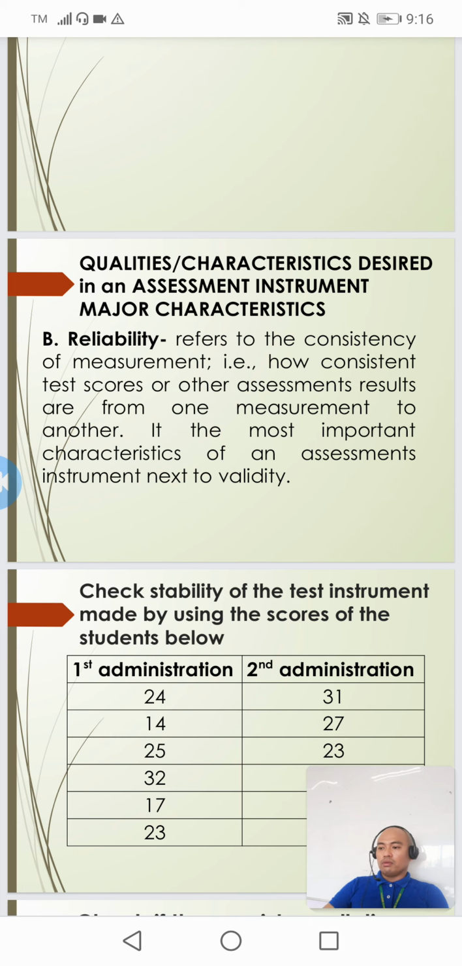Okay? Another method that we can utilize when checking the reliability of the test instrument is we can check the parallelism or parallel or equivalent form. It measures equivalence or parallelism. Ito yung second one, okay? Parallel or equivalent form. And the main purpose is to check the equivalence between two given test instruments. Are they really parallel or what?